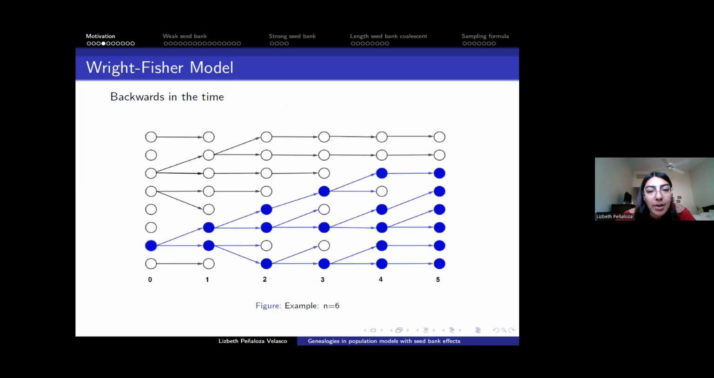For example, here, if we go back in time and take a sample of size 6, we go back in time until we find the common ancestor of all the individuals in the sample.